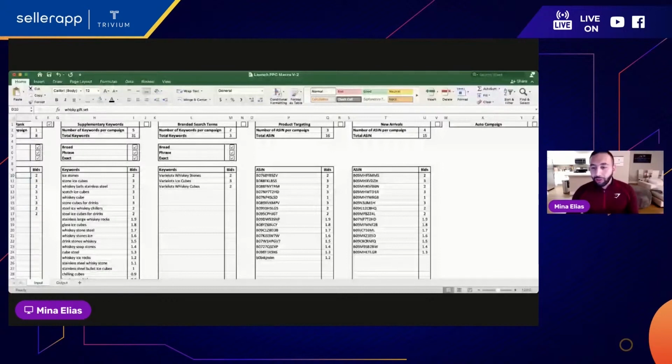And then the newest arrivals are the same thing. They're products that are in their honeymoon phase, but they don't have any reviews, or they have very low reviews.